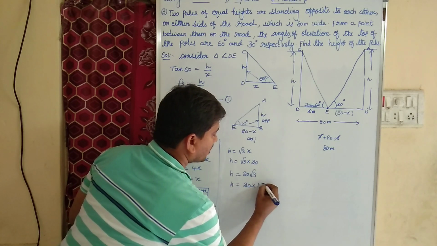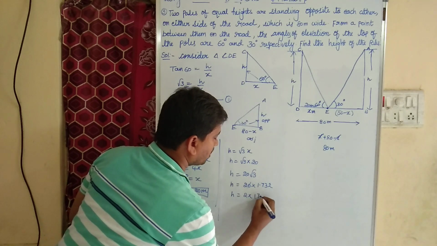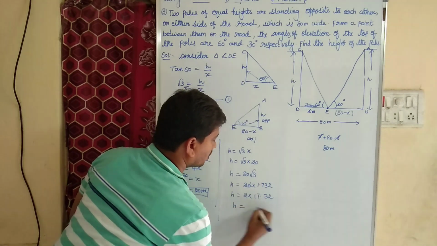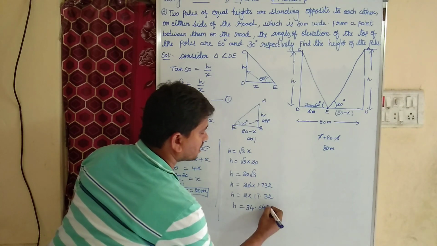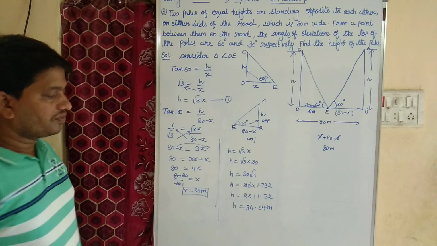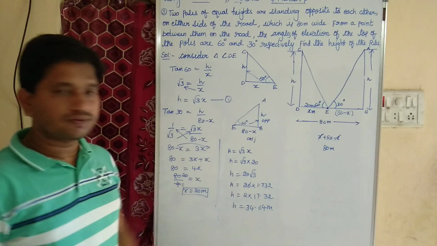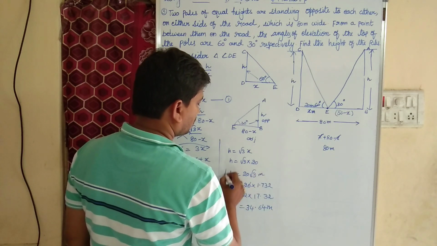If you want to multiply, root 3 value is 1.732. The 0 gets cancelled, it will become 2 into 17.32. So h is equal to 2 twos are 4, 2 threes are 6, 2 sevens are 14, 2 ones are 2, and adding the carry over. So what is the height of the pole? It is equal to 34.64 meters. Okay. Till here also we can leave it off. No doubt.